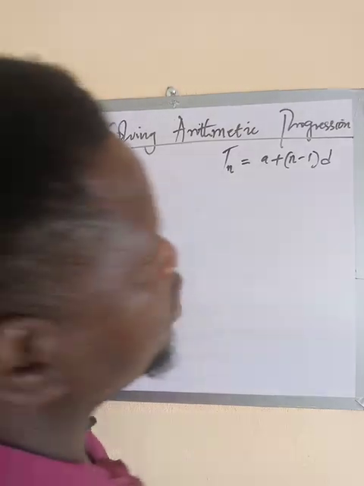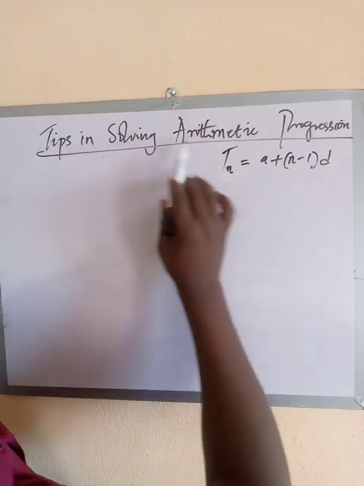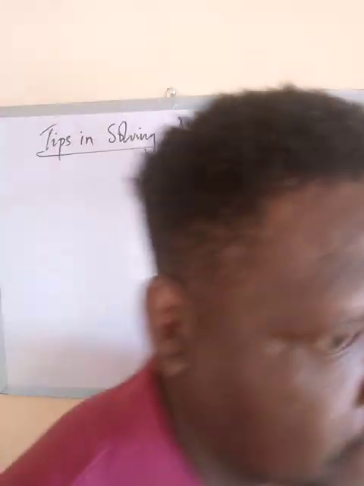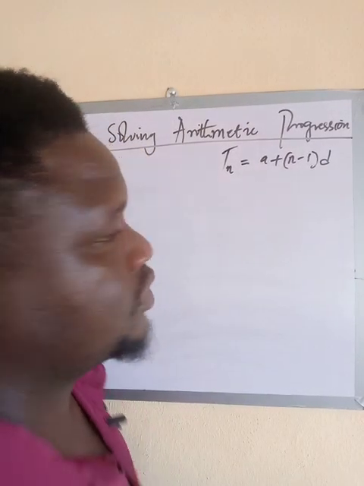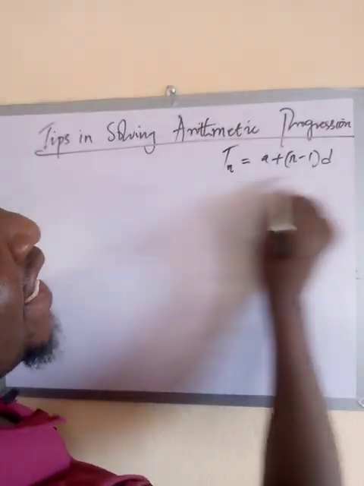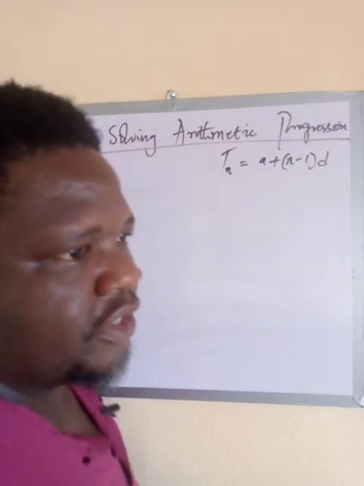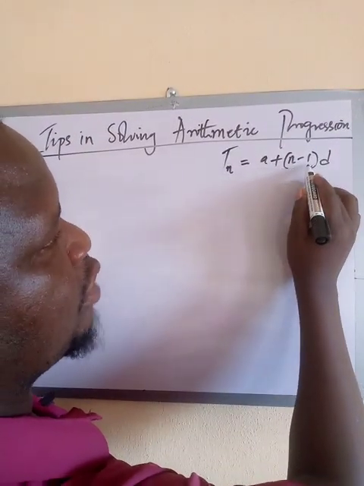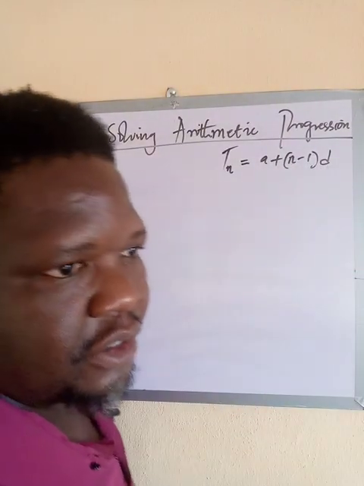What we have on the board is tips in solving arithmetic progression. Arithmetic progression is a type of sequence in which each successive number increases or decreases. Now we look at the formula for the nth term of AP. The nth term of AP is given as a plus n minus 1 multiplied by d.